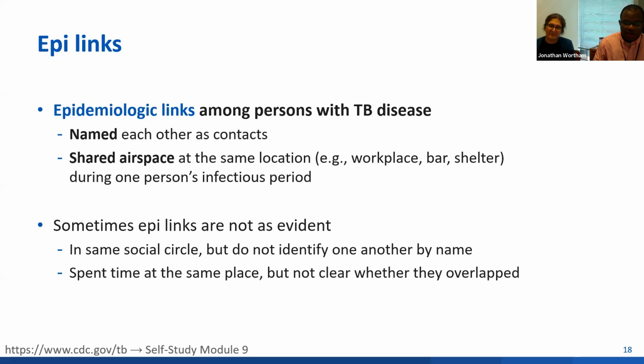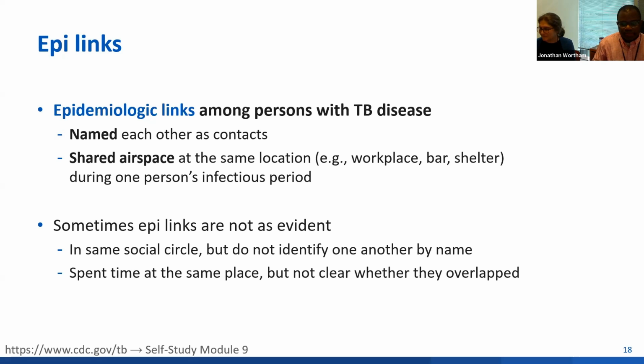But we've seen health departments really establish relationships with people in that situation, and those relationships have often gotten better over time, and people have started disclosing contacts, but it certainly is a barrier to those prompt contact investigations that we discussed. And then there's places where you can identify that they spent time at the same place, but not clear whether they overlapped.